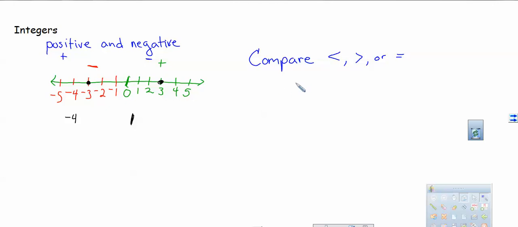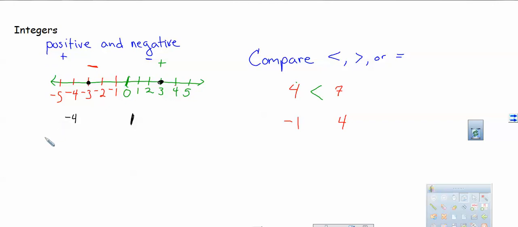Now, let's just start with positive integers. 4 and 7. 7 is bigger, and so we would say 4 is less than 7. Remember, the bigger number always goes with the open part of the inequality sign. Now, we're going to try some hard ones. What about -1 and +4? +4 is bigger than -1.